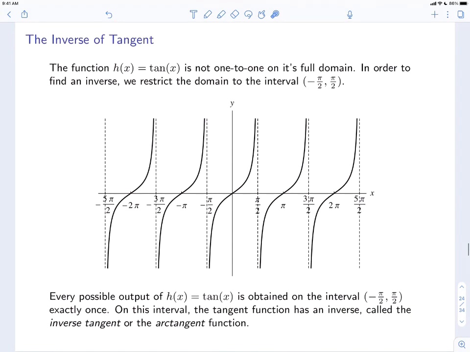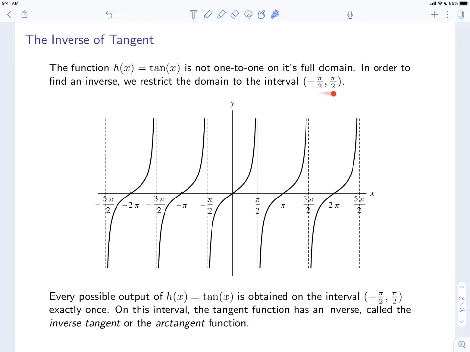We can also talk about the inverse of tangent. So tangent is also periodic. In fact, it's periodic with period pi, not even 2 pi. So it's not 1-to-1 on its full domain. So again, we have to restrict the domain. And in this case, we restrict it to -pi/2 to +pi/2.